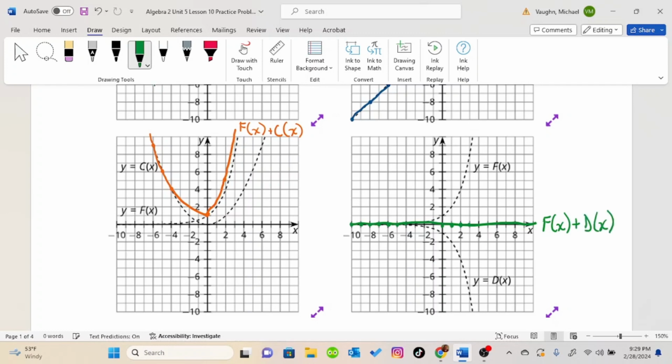plus d of x. So when we combine functions by addition, we're finding the corresponding x points and adding their y values together to plot a new point at that x value and that combined y value. If you have any questions about how I solved this practice problem, please use Classroom Time now to ask for clarification.